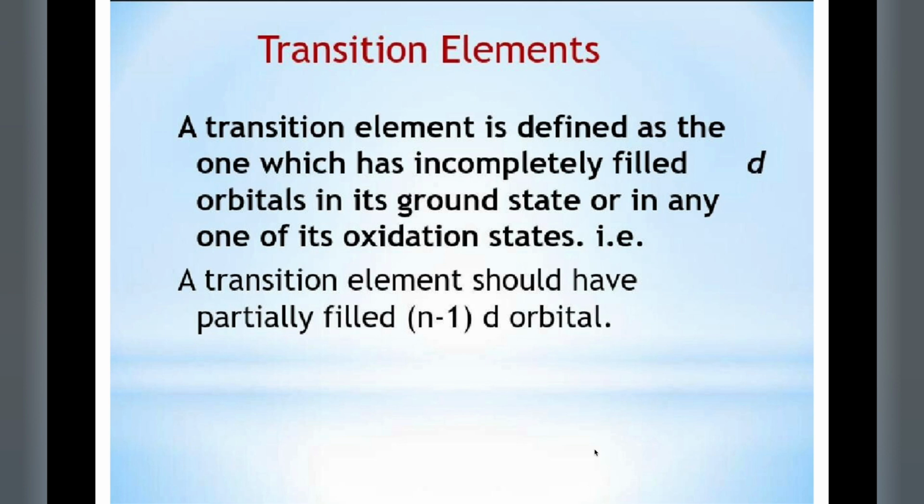Now, I said that they are also known as transition elements. Why are they called transition elements? What is a transition element? It is one in which the D orbital in its ground state is incompletely filled, or is incompletely filled in any one of its oxidation states. That is, a transition element usually has a partially filled (n-1) D orbital, where n is the number of orbits.